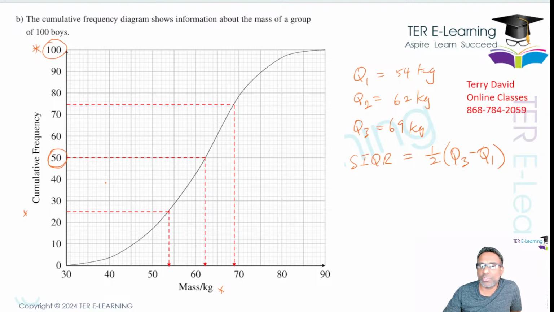So you need to remember how to determine upper quartile, how to determine median, and how to determine your lower quartile. So all I'm going to do is plug it into the formula. So it's going to be a half by Q3, which is 69, minus Q1, which is 54. So this is going to give us 7.5. So my semi-interquartile range here is 7.5 kilograms.